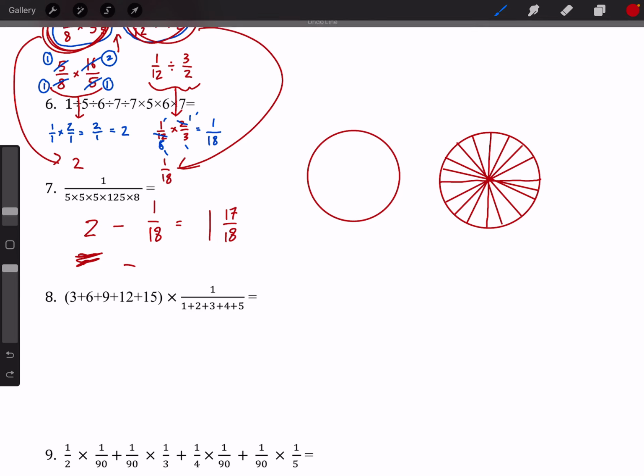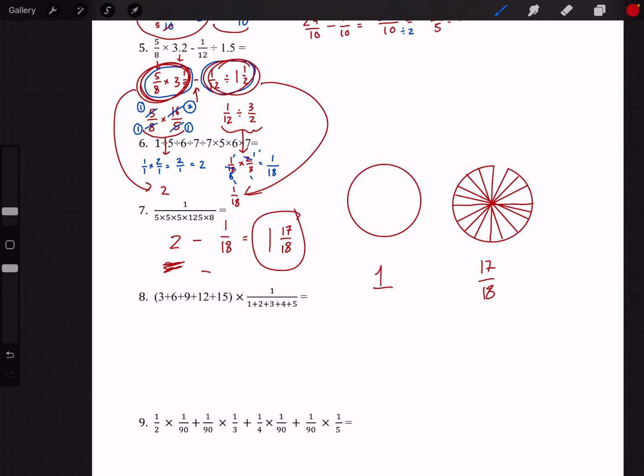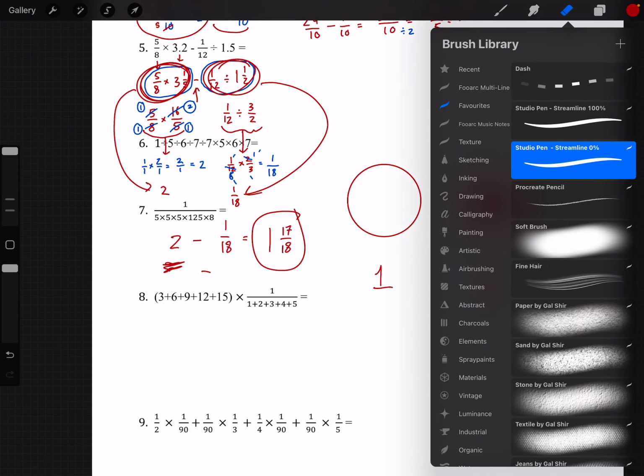So you got 2 pizzas. One of the pizzas got chopped into 18 pieces, and you lost 1 of them because you subtracted it. So this piece here is gone. So how much you got left? You have 1, and you have 17 on 18 left. So that's why the answer is 1 and 17 on 18. Okay. All right. Let's move on.